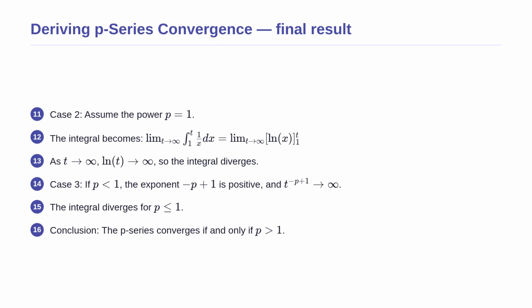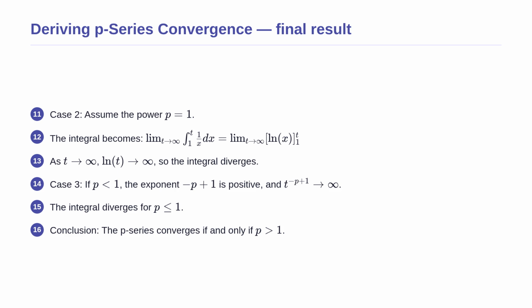Now we must check the specific case where the power p is exactly equal to 1. In this scenario, our function becomes 1 over x. The antiderivative of 1 over x is the natural logarithm. When we plug in the upper limit t and let it approach infinity, the natural logarithm of infinity also grows to infinity, even if it does so very slowly. Because the integral diverges, the integral test tells us the series also diverges.